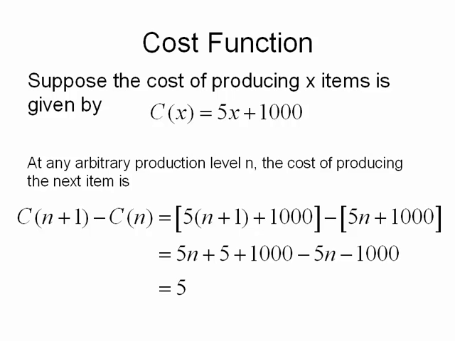So at any arbitrary production level n, the cost of producing the next item is simply given by c(n + 1) minus c(n). When I substitute n + 1 and n into our functions, I end up getting 5 times (n + 1), or 5n + 5, plus 1,000, minus 5n minus 1,000. When I simplify all of that, that gives me 5. Our 5 is going to be the same no matter whether I'm at a production level of 10, 100, or 1,000. For a linear cost function, it's always going to be the slope of 5.